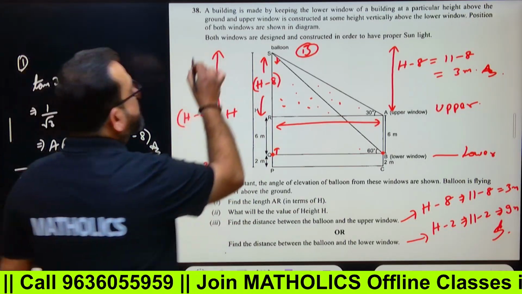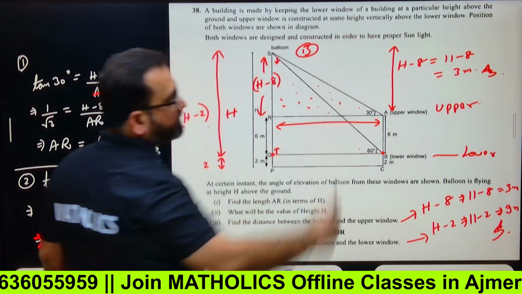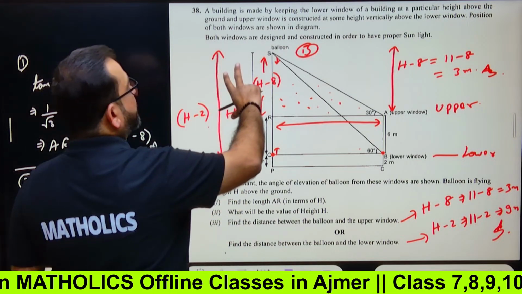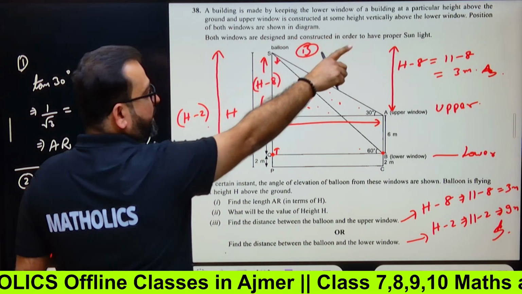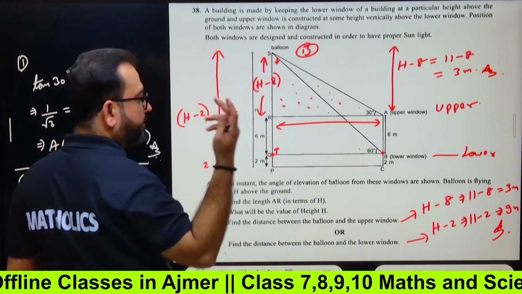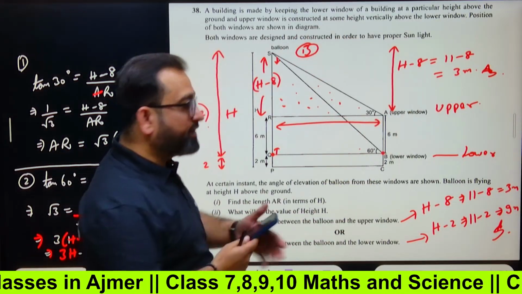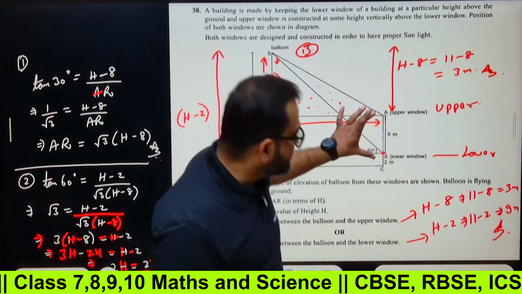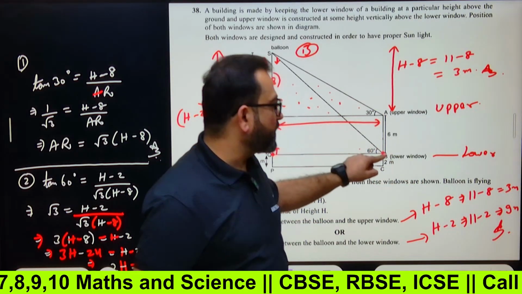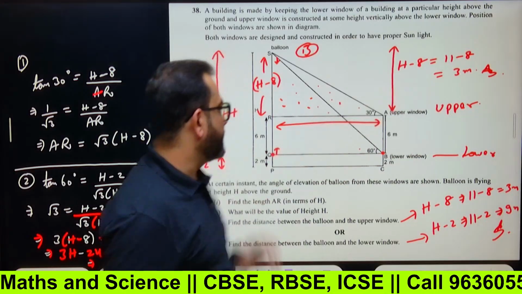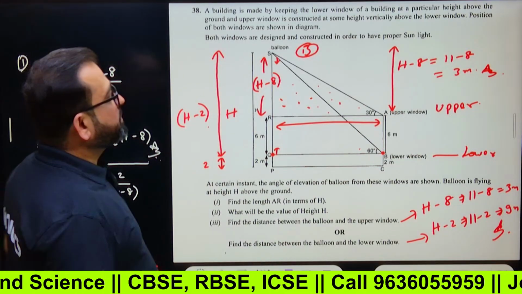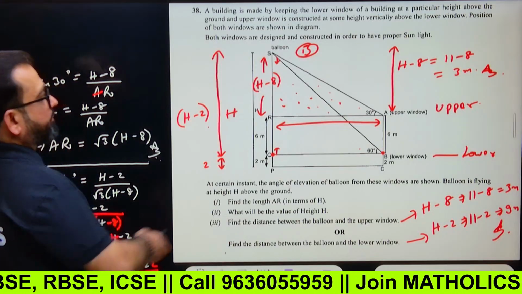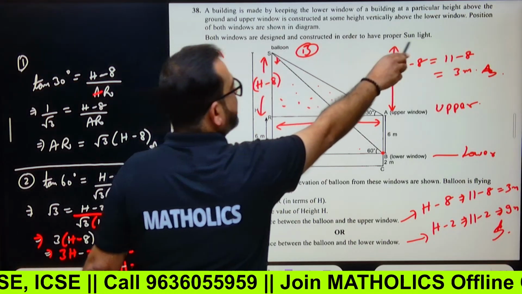Okay, now, a building is made by keeping the lower window of a building at a particular height above the ground. This is the lower window, this is the upper window. Every diagram is given. This point B is the lower window. The upper window is constructed at some height vertically above the lower window. The positions of both windows are shown in the diagram. Both windows are designed in order to have proper sunlight.